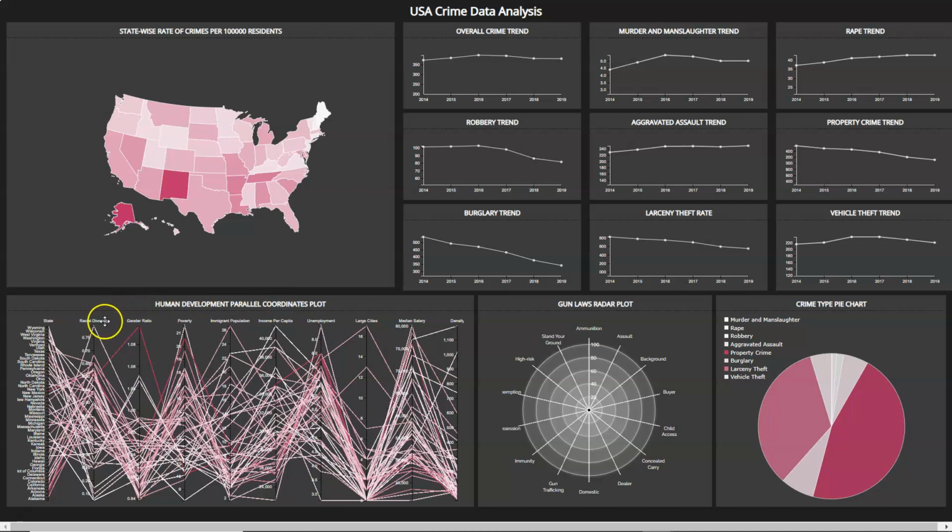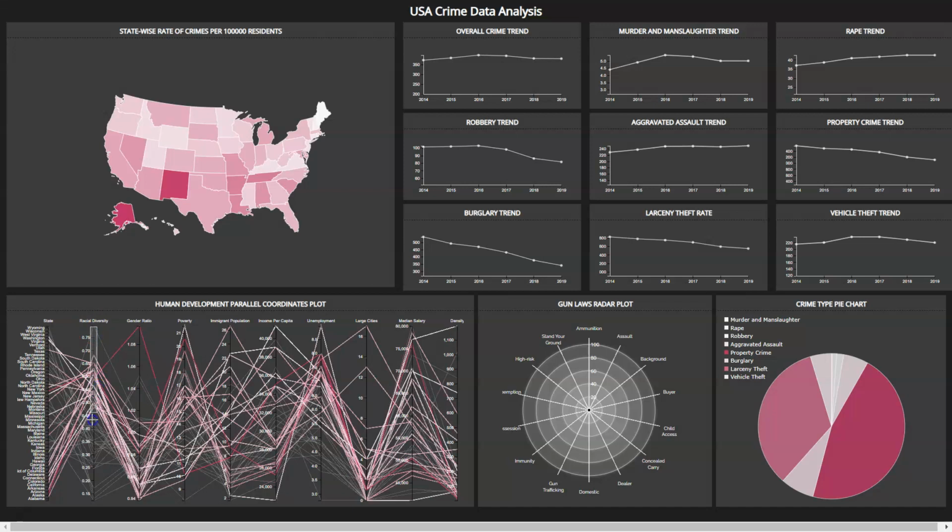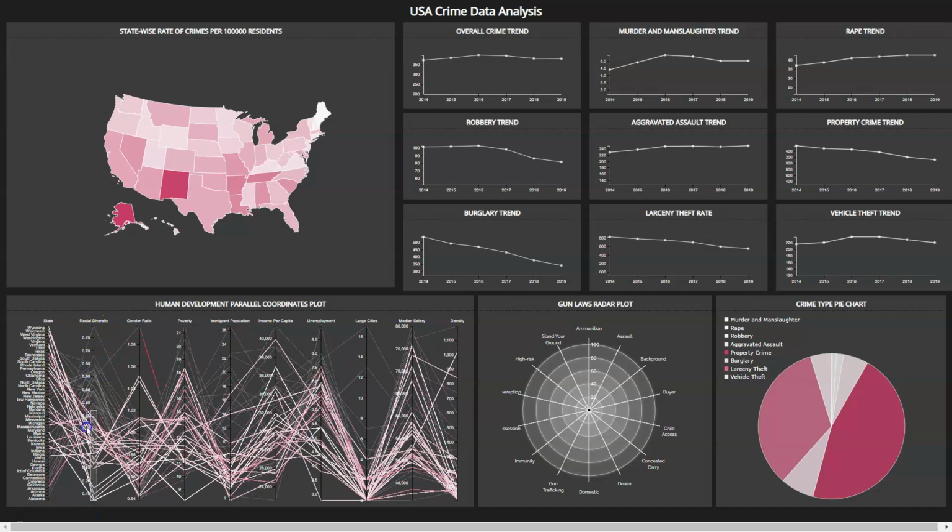Moving below, we have the human development parallel coordinates plot. Here racial diversity is calculated using Simpson's diversity index, which tells us the probability that if a random person is chosen, they belong to a given race. So a higher value means there's more racial diversity.